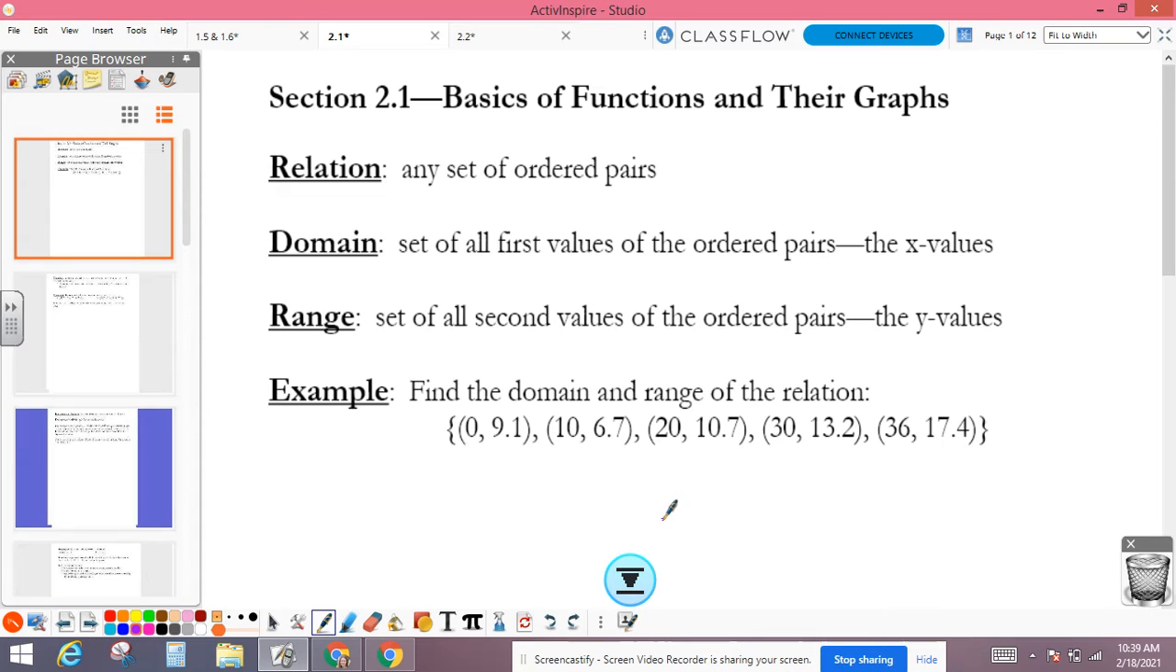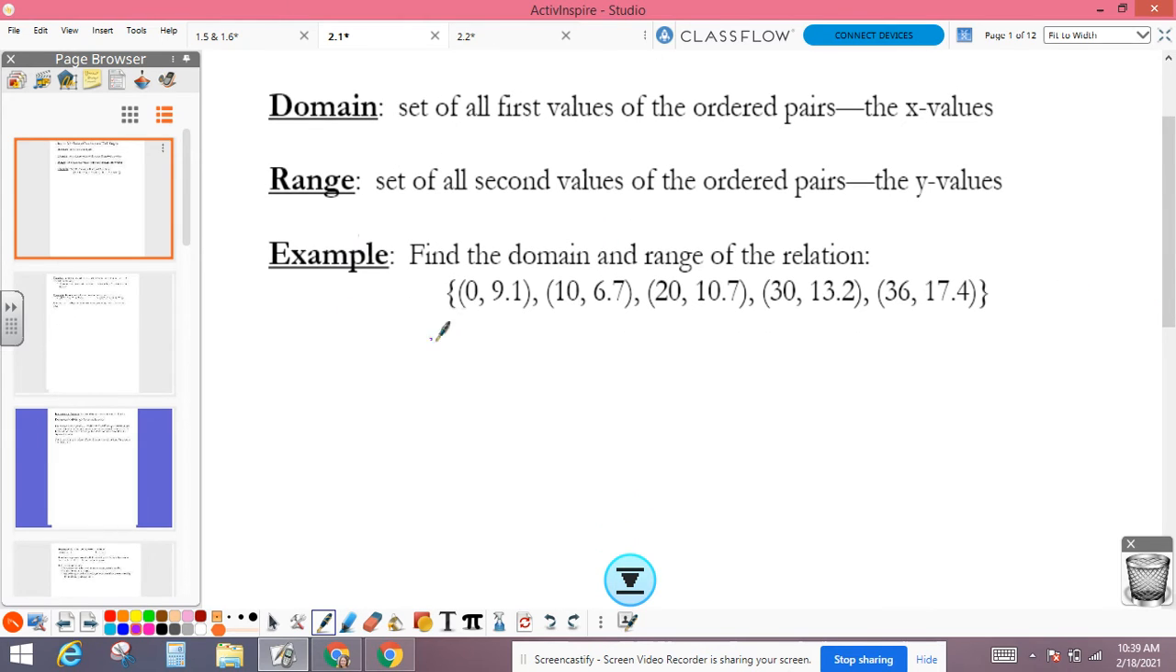There are no rules. The domain is the set of first values or x values or inputs, and the range is the second values of the ordered pair or the y values or the outputs. So for our first example, they want the domain and range of this relation.